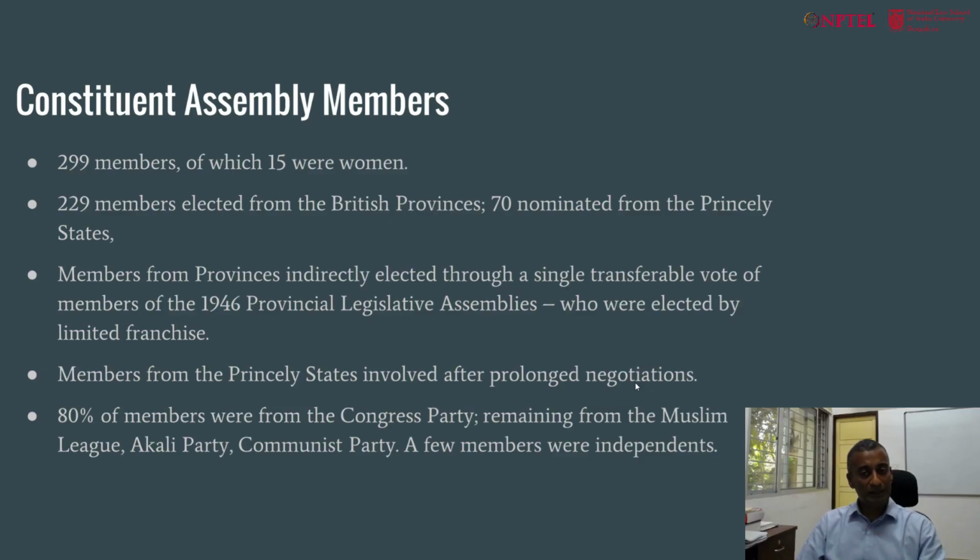Members from provinces were indirectly elected through a single transferable vote of the members of the 1946 provincial legislative assemblies. Now, when we remember that the provincial legislative assemblies created by the Government of India Act 1935 had democracy, it was a democracy with a limited franchise. Approximately 30 to 40% of the population at that time had the right to vote.